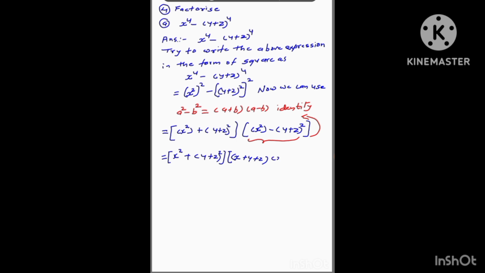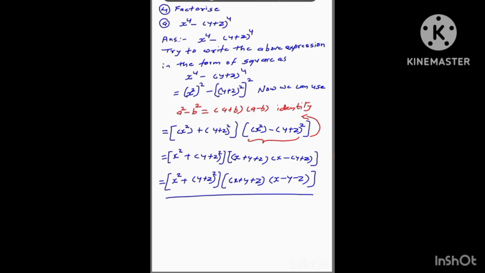See, this minus sign is outside that bracket, so we will again be taking that minus sign inside. Write the first term as it is, x square plus y plus z, the whole square, and this is x plus y plus z, and this is x minus y minus z. Okay, that is your answer. So don't make mistakes in sign, always go step by step, then you will not make any mistake. Okay, these are the factors.